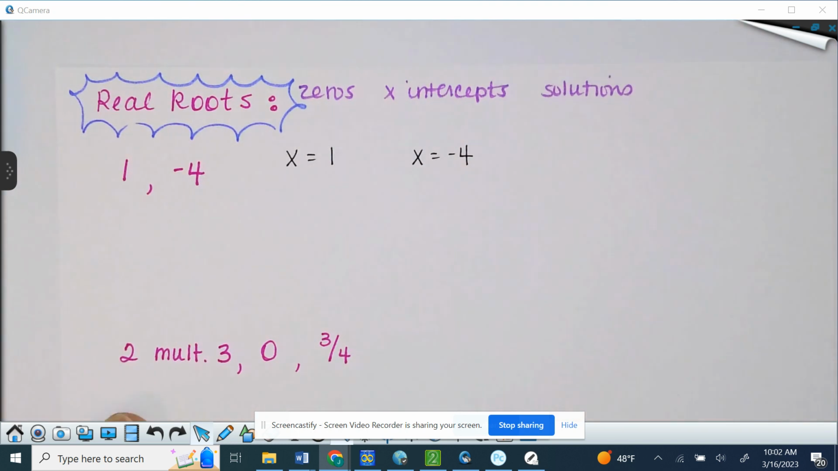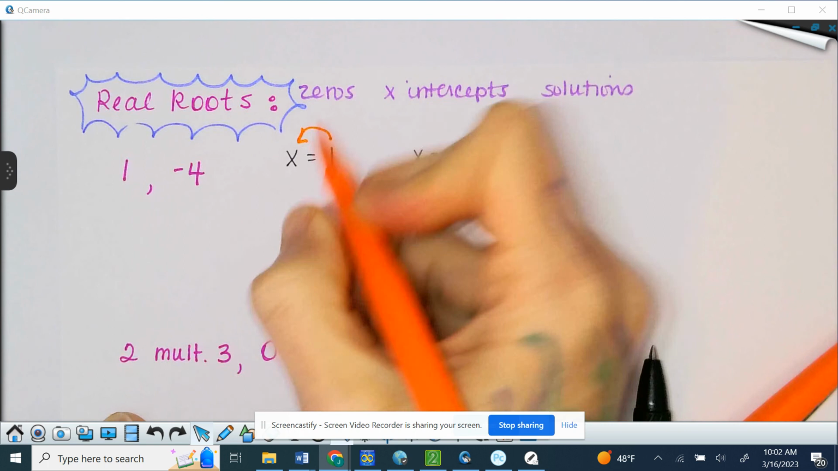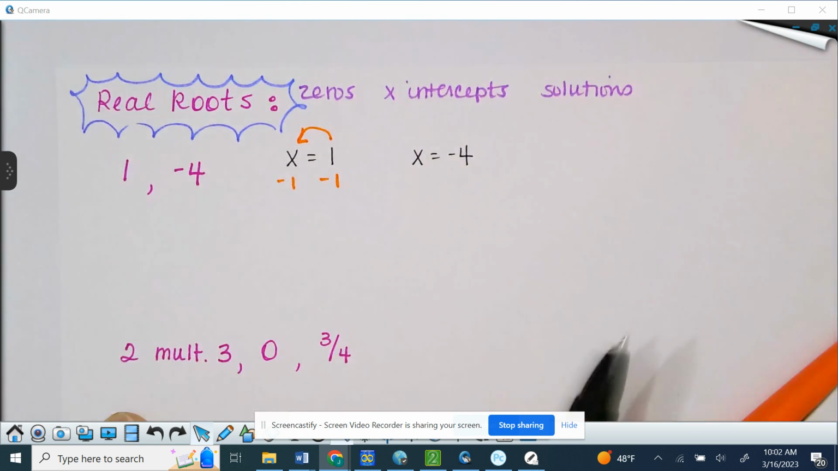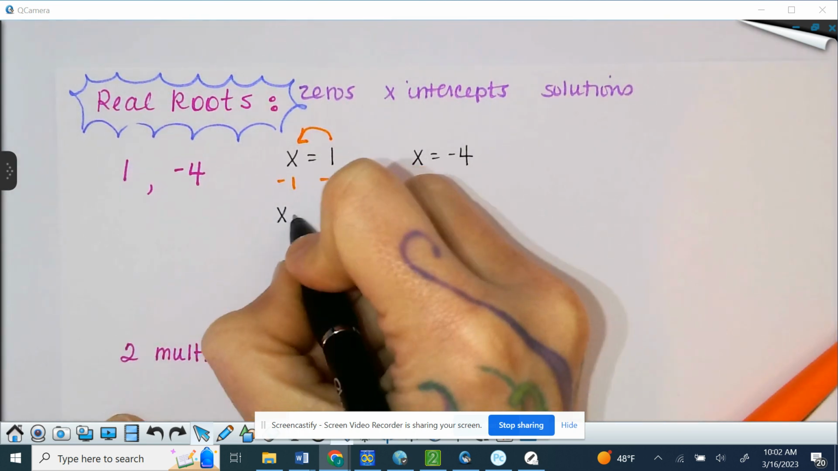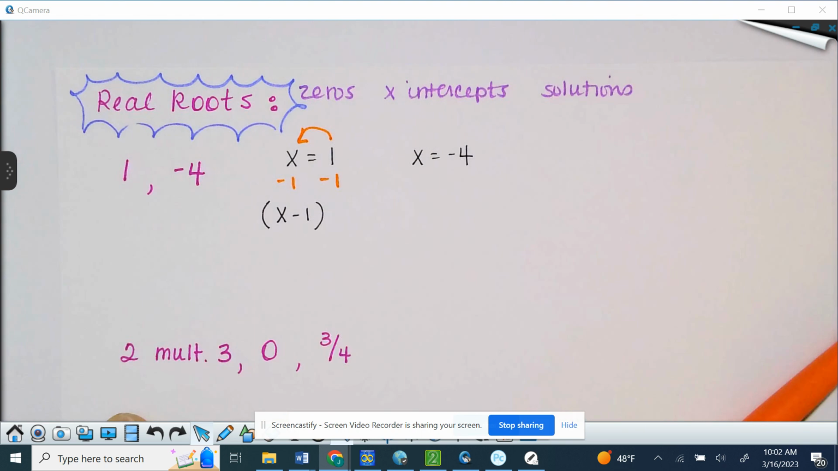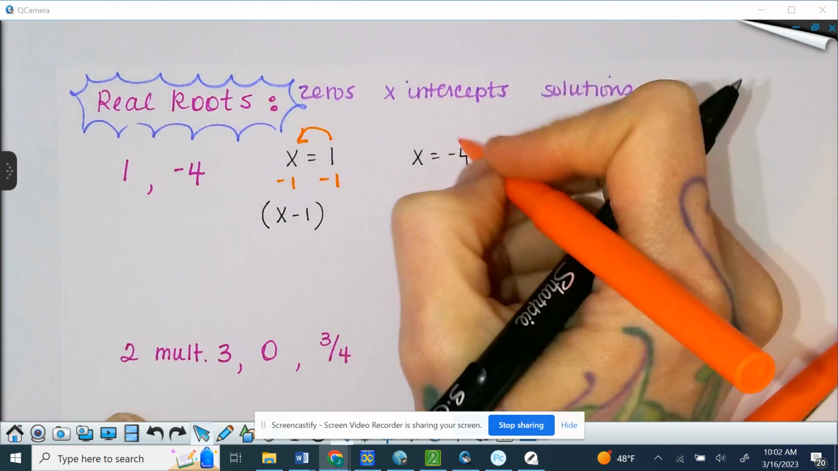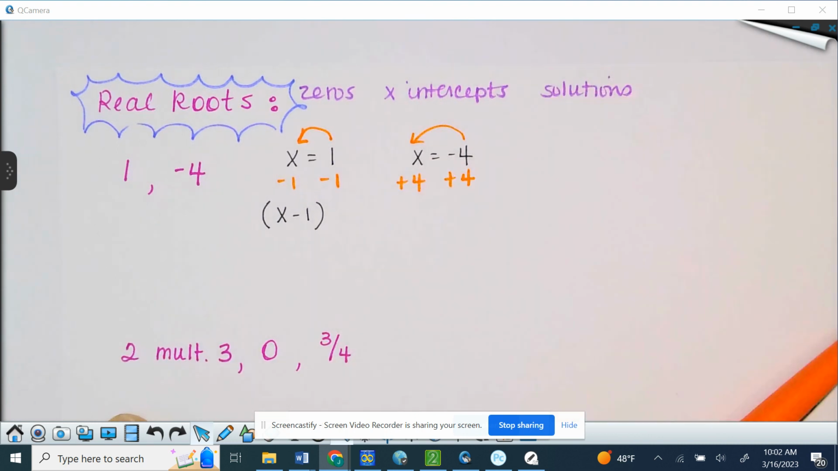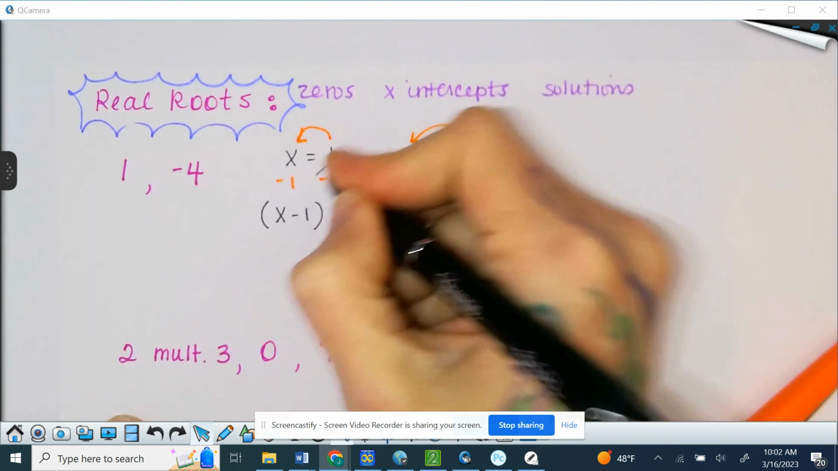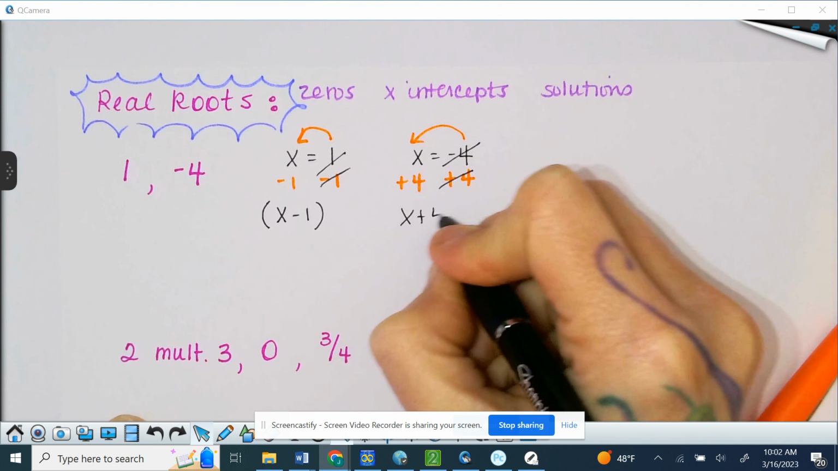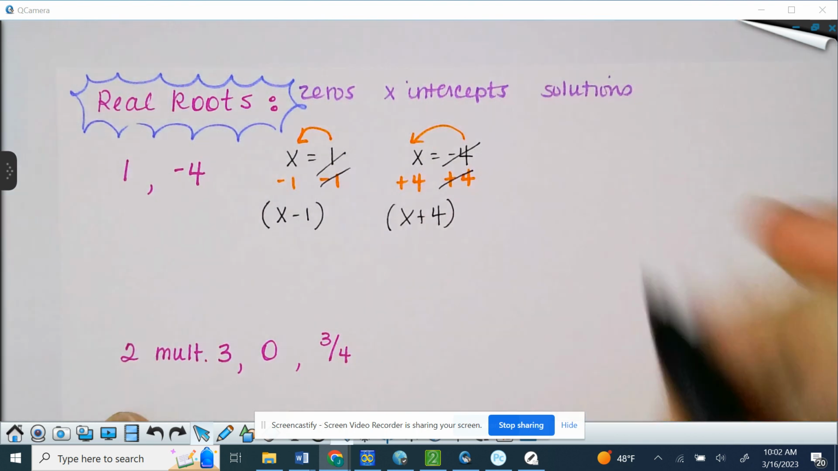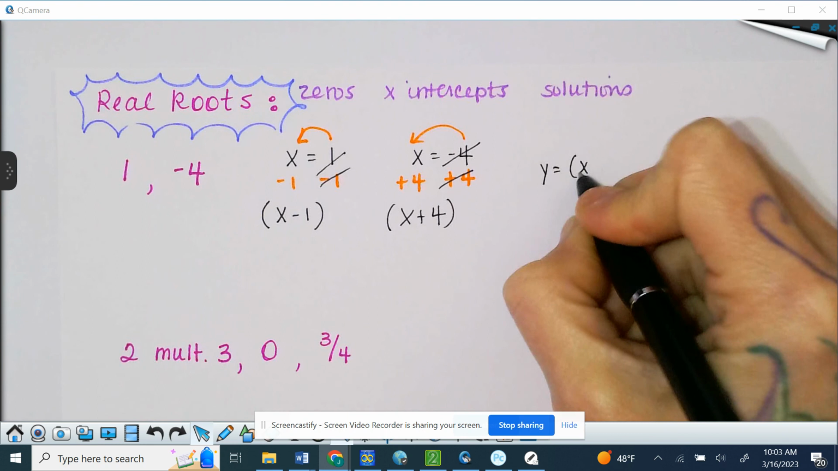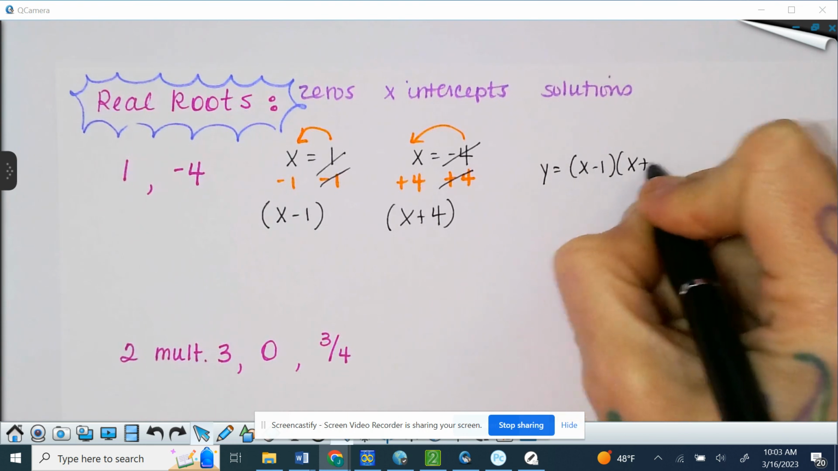I need them to turn into factors. So I'm going to move that 1 over here with the x. That means I would do inverse operations, because we want to get the thing set equal to 0. So now I have a factor. You're going to do the same thing for that -4, but we're going to add 4 to both sides. So these go away. Mark that out. And then x plus 4. Now, the factored form of this equation is x minus 1, x plus 4.